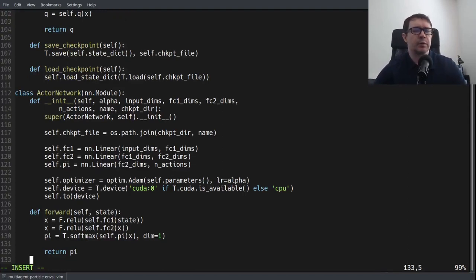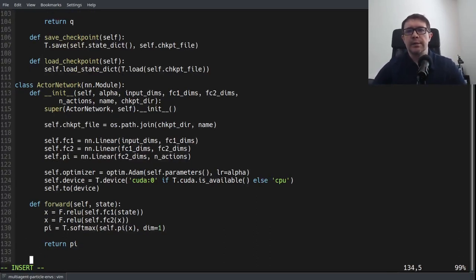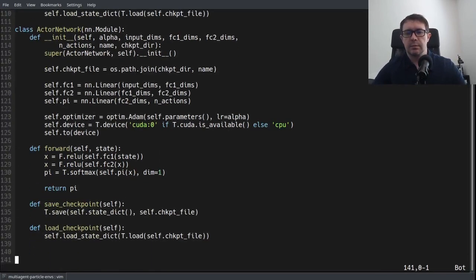So this does work. You could just as easily use something like a sigmoid here. I don't think a tanh would work. You want something bounded between 0 and 1. As long as it meets that criterion, it should work. Then we have 2 functions to save and load a checkpoint. I'm just going to copy these here. All right, that is it for our actor class.